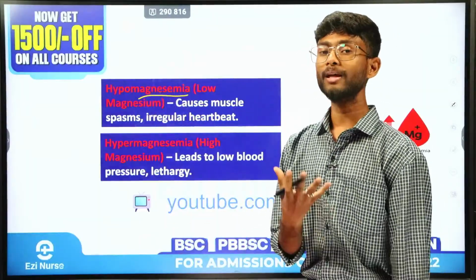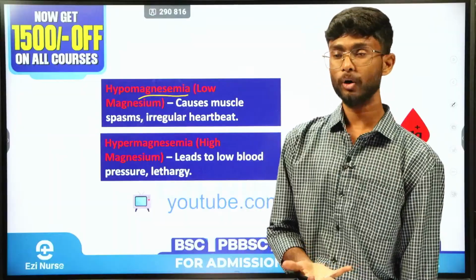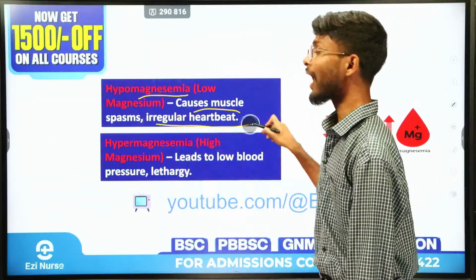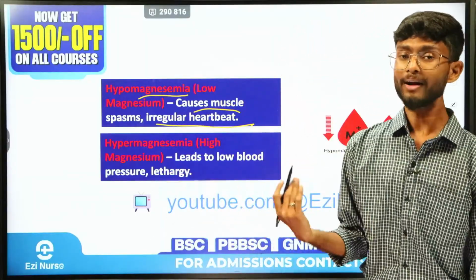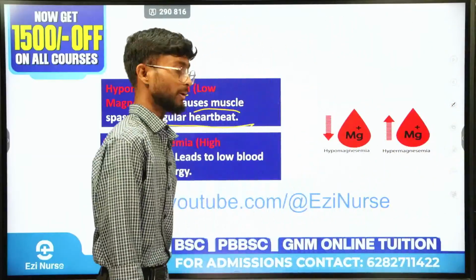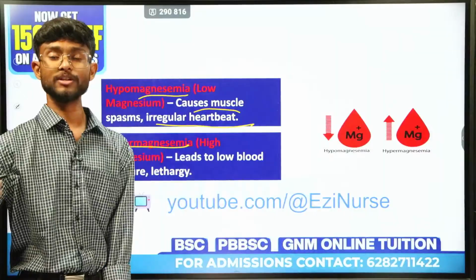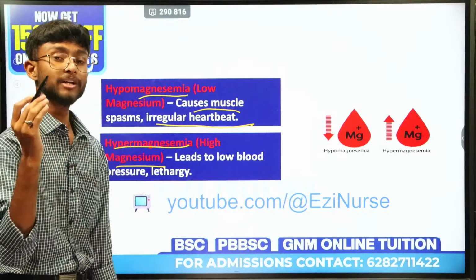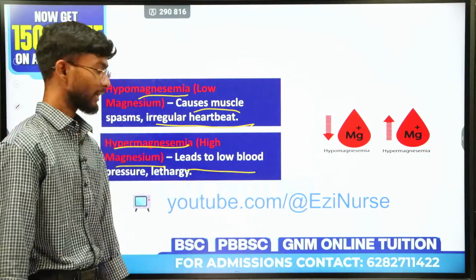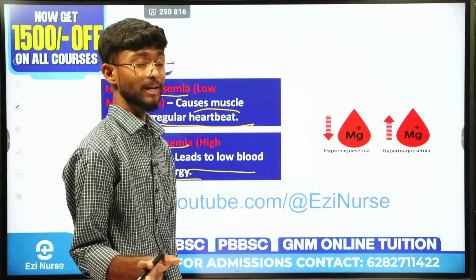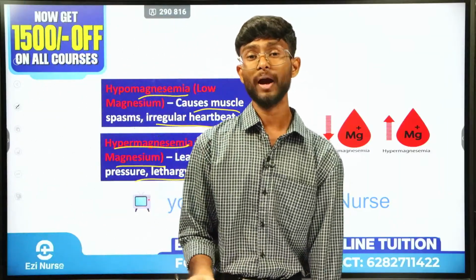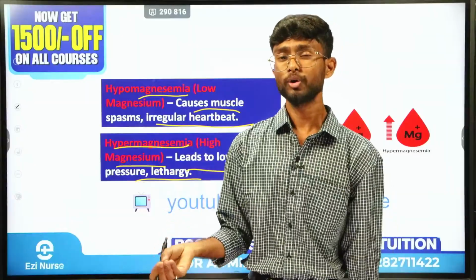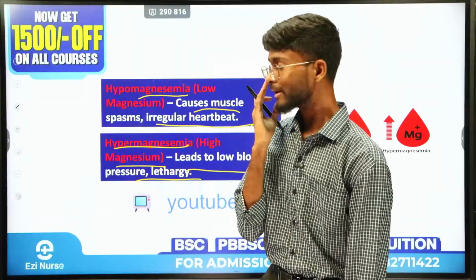Next is hypomagnesemia. Hypomagnesemia means a low level of magnesium is present, which causes muscle spasms, that is cramps, and irregular heartbeat. And hypermagnesemia means a high level of magnesium, which leads to low blood pressure and lethargy. Lethargy means you don't have any interest to do any work. For example, you lie in bed the whole day and have no interest in doing any work. That is lethargy.